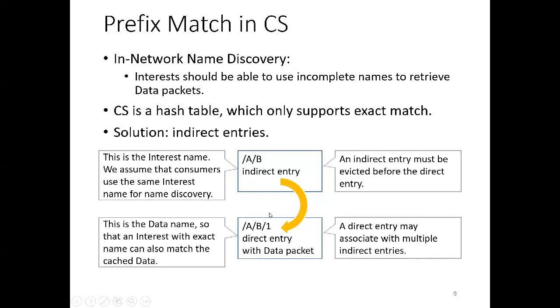In this case, I am going to insert two entries into the CS. The first is /A/B/1, the data name entry, which is called a direct entry, and it carries the data packet. I also insert an indirect entry called /A/B. /A/B is named after the interest. The assumption is when consumers want to use name discovery, they will be using the same interest name to do name discovery. So if the consumer wants to find it, usually the consumer will always send the interest name /A/B. It's not going to send /A. And in that case, when the next interest is named either /A/B/1 or /A/B, it can find this CS entry because it's in the hash table. But in case the next interest name is /A, it cannot find it. It has to be sent to the producer. But I hope this does not happen, because that's an assumption.